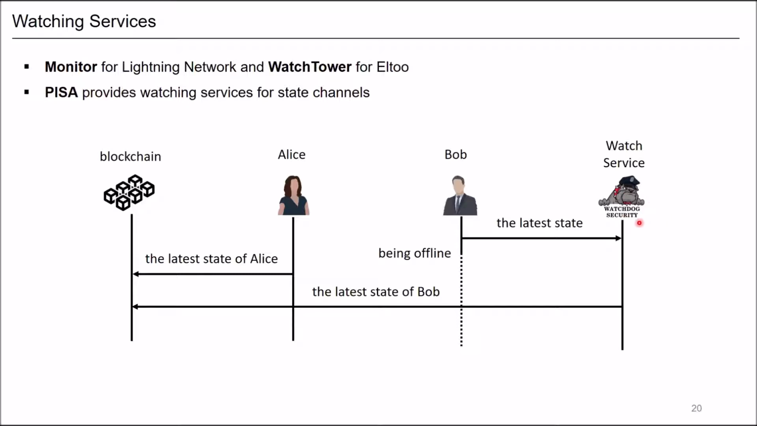In this case, the user will be Bob. After Bob becomes offline, the watching service must monitor the blockchain so that this watching service can place the latest state of Bob onto the blockchain if Alice places her latest state onto the blockchain. So users can still verify the correct behavior of watching services and punish them by keeping pre-allocated collateral in case of non-compliance.